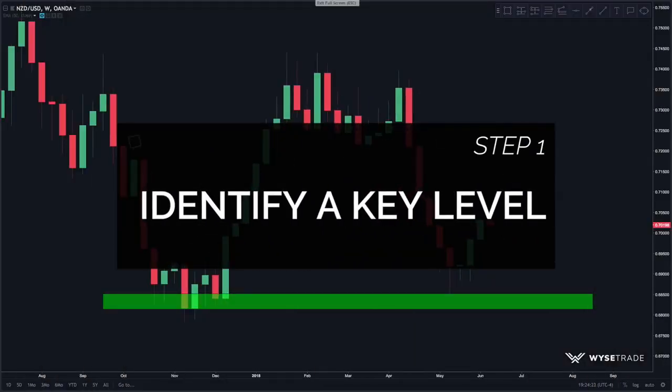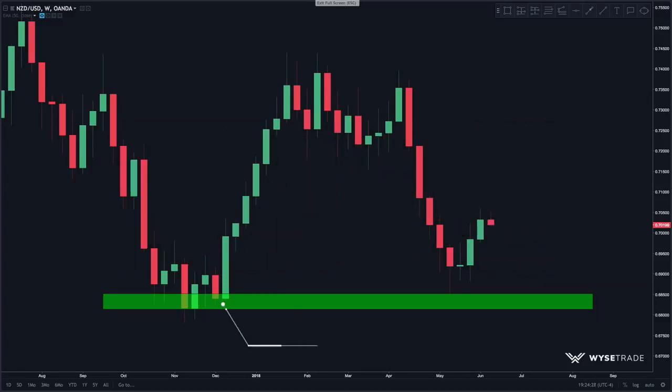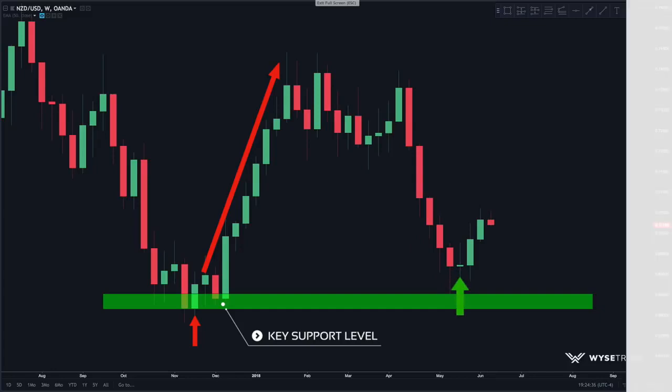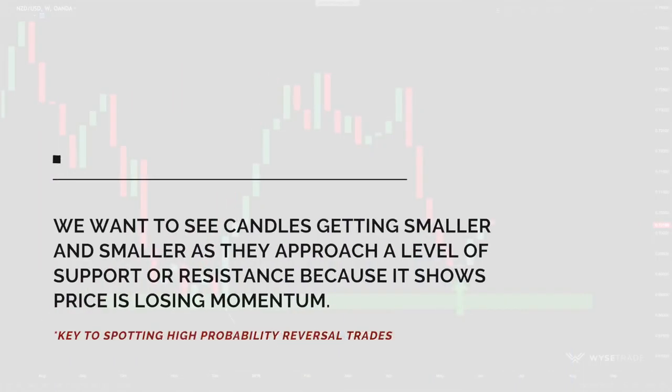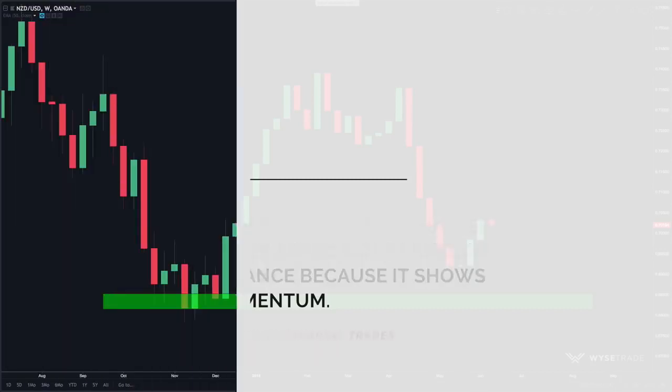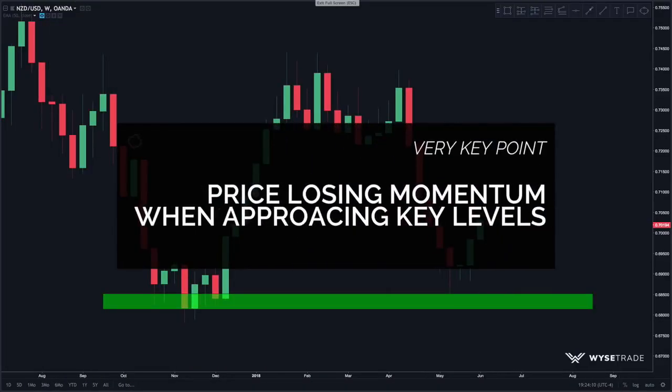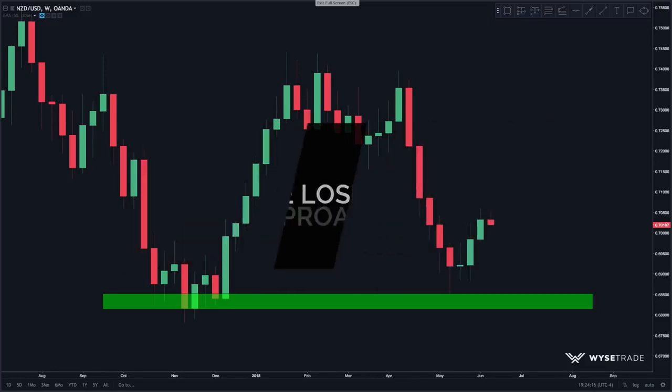So if you've watched our other videos, we always want to identify key levels first. And as you can see, we have a level of support here, where price hit and reversed from. And now we are back here again. Now here's a very key point you need to know in order to spot high probability reversal trades. We want to see candles getting smaller and smaller as they approach a level of support or resistance, because it shows that price is losing momentum. Very key point. You want price to be losing momentum and slowing down as it approaches key levels.